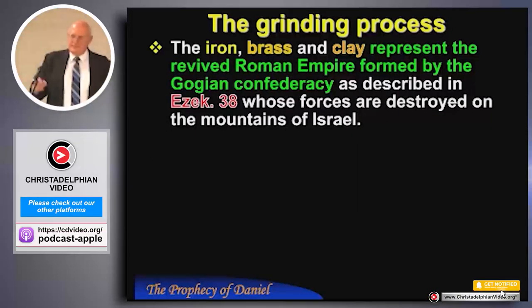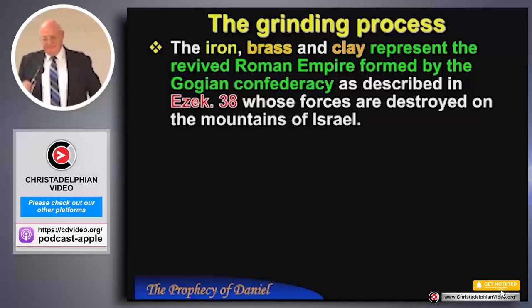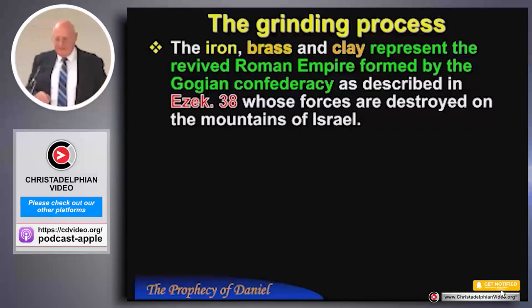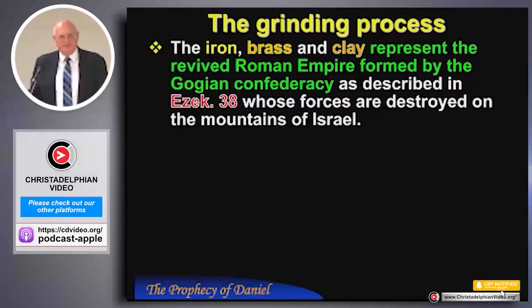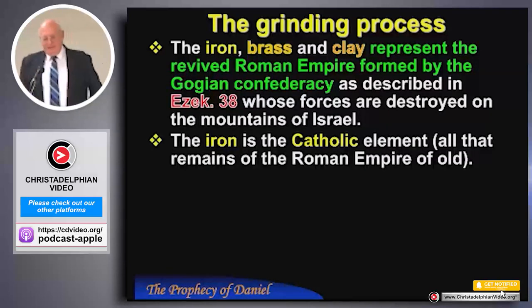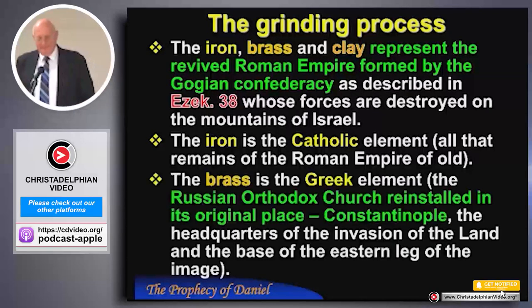So here's the grinding process. The iron, the brass and clay represent the revived Roman Empire formed by the Gogian Confederacy, as described in Ezekiel 38, whose forces are destroyed on the mountains of Israel. The iron, of course, is the Catholic element, all that remains of the old Roman Empire. The brass is the Greek element, the Russian Orthodox Church reinstalled in its original place, where it came from, its original home.